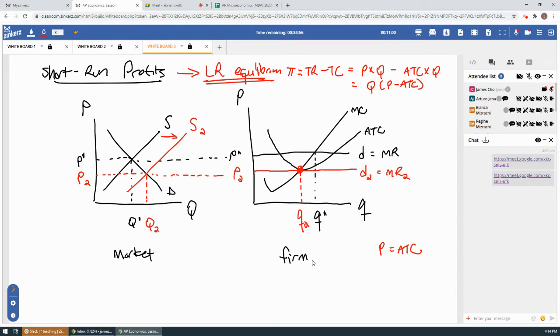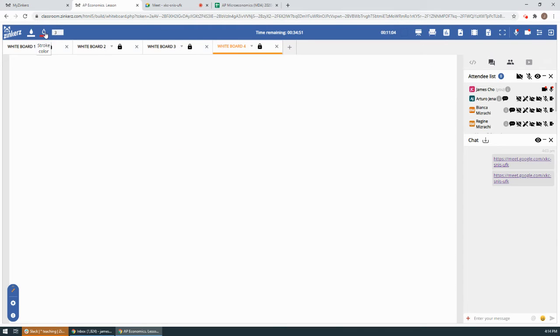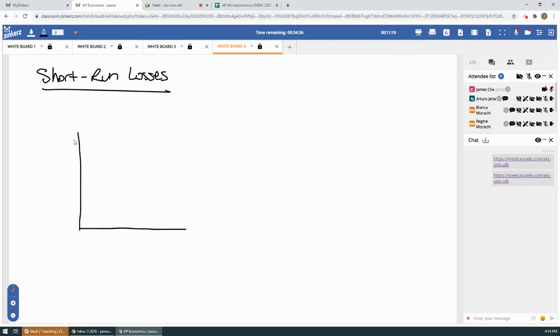Okay. So we could flip the story around, and this is what you were talking about before. We're going to be talking about short-run losses. Losses are negative economic profit. So let's just draw out that situation. And what you'll realize is, if I'm talking about short-run profits or short-run losses, most of this drawing is going to be exactly the same.